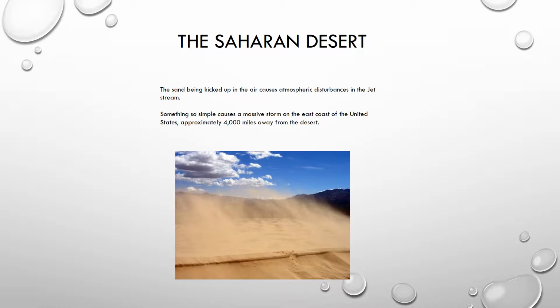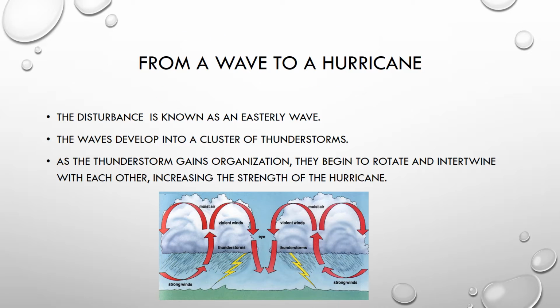As crazy as it may sound, something as simple as little girls playing in the sand 4,000 miles off the coast of the eastern border of the United States can cause a natural disaster to be formulated in the Atlantic Ocean. How it happens is the wind or another force kicks the sand in the air and causes a disturbance with the atmosphere, known as an atmospheric disturbance that occurs in the jet stream. This form of disturbance is also known as an easterly wave.